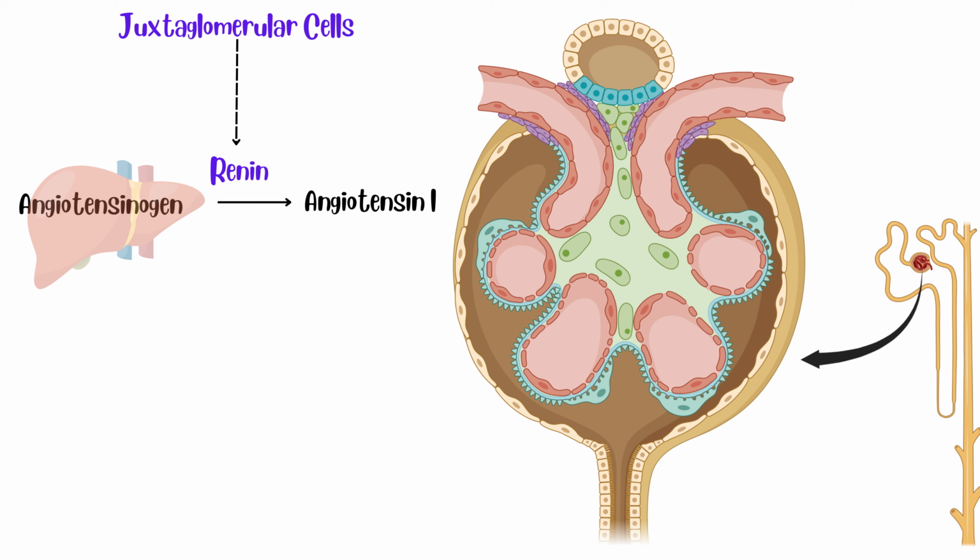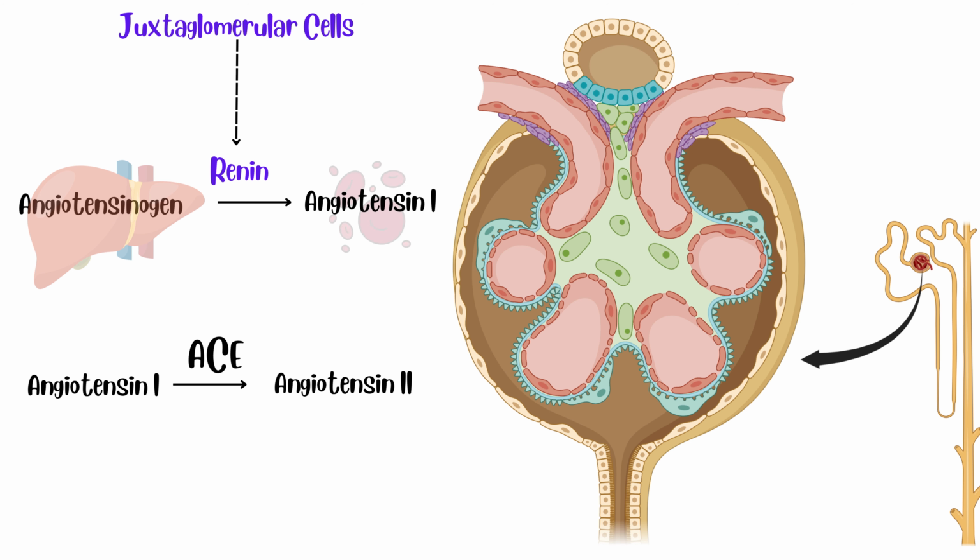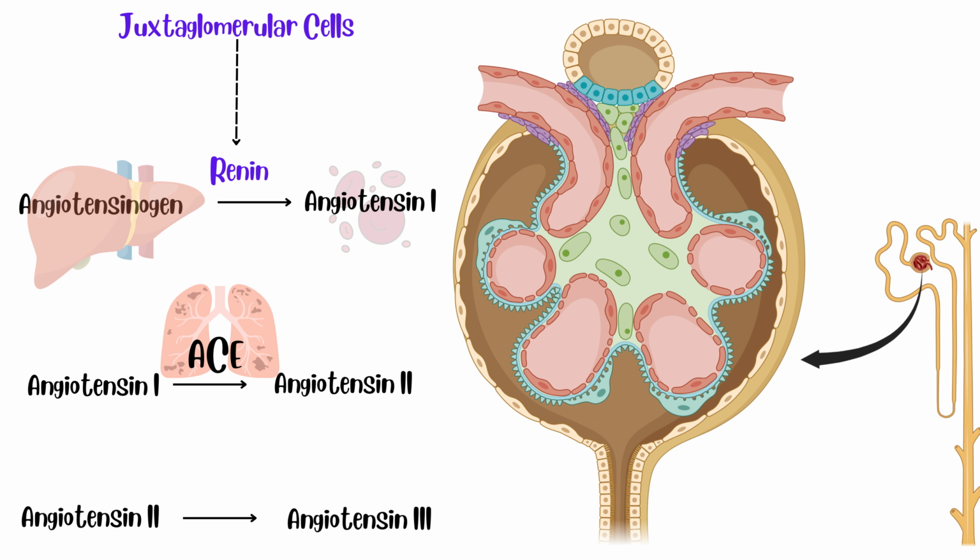This peptide is then processed by another enzyme, the angiotensin-converting enzyme, which trims down 2 amino acids, resulting in an octapeptide called angiotensin 2. This sequence of events, starting from the renal release of renin to the final production of angiotensin 2, is what constitutes the renin-angiotensin system. Angiotensin 2 is also used to produce a heptapeptide, angiotensin 3, the physiological significance of which remains uncertain.